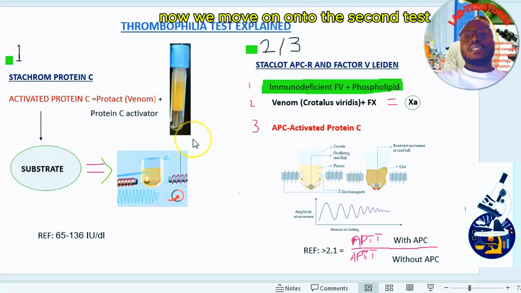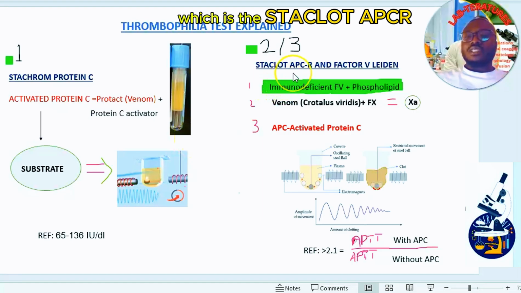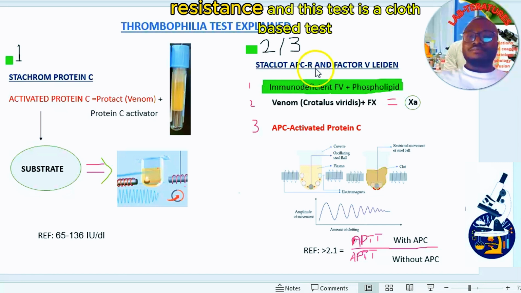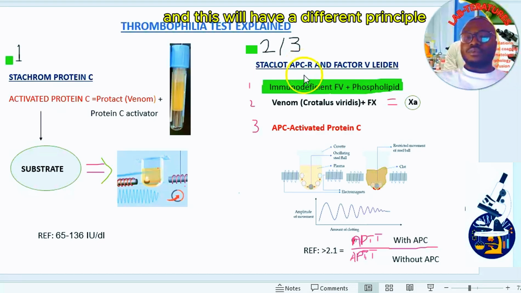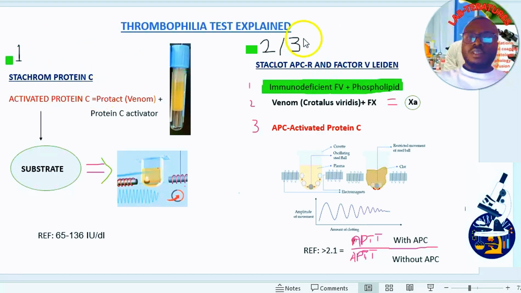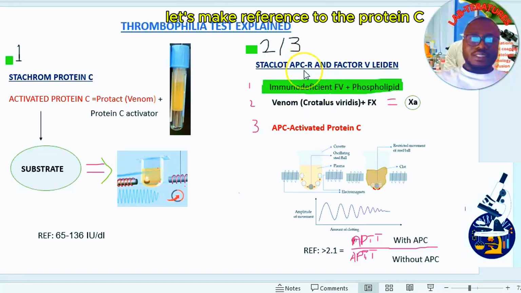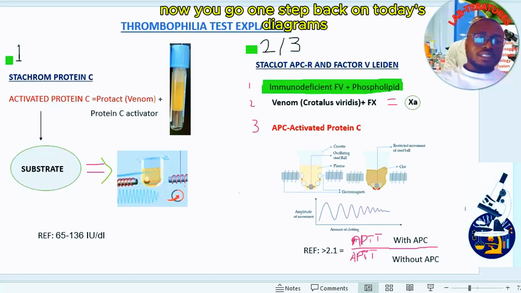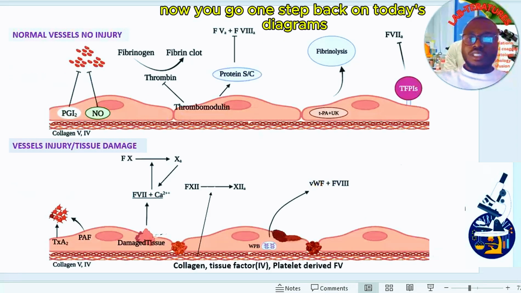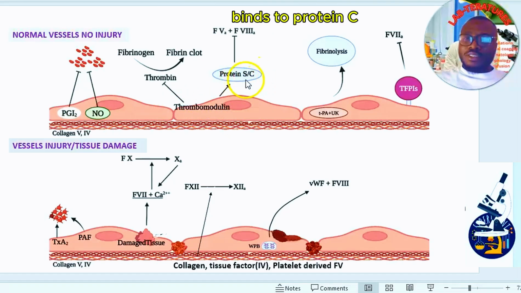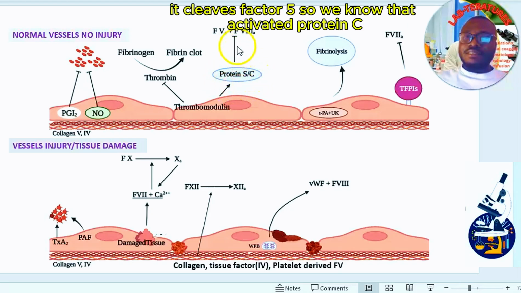Now we move on to the second test, which is the Star Clot APCR, which is the activated protein C resistance. This test is a clot-based test, and this will have a different principle from the Starchrome Protein C. To make this explanation easy and understandable, let's make reference to the protein C. Now we will go one step back onto these diagrams, and we know here that when thrombomodulin binds to protein C with the help of protein S, it cleaves factor V.